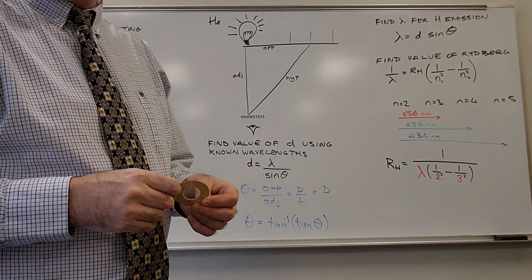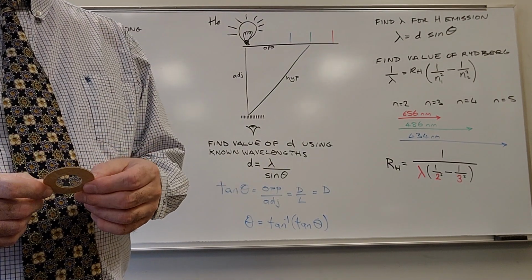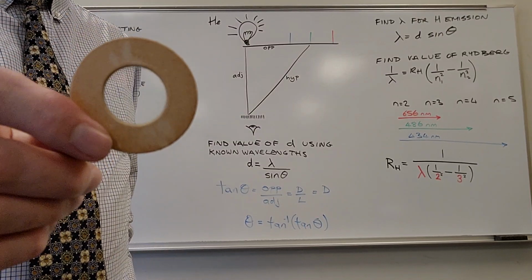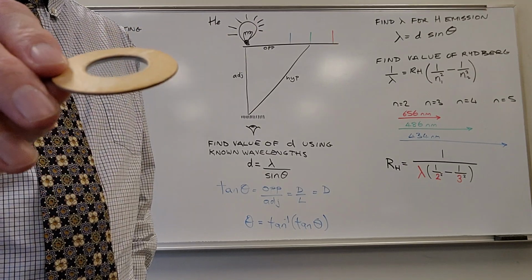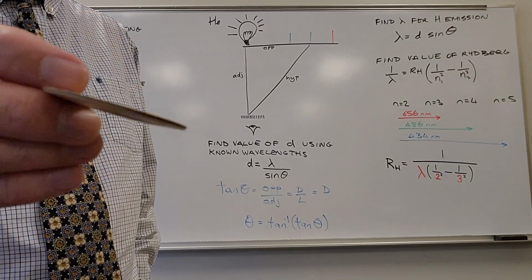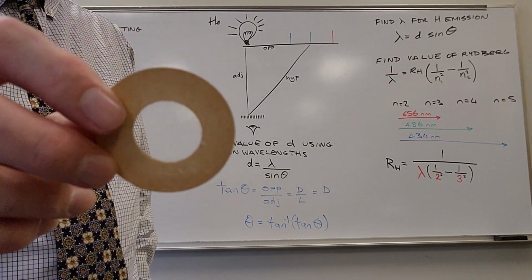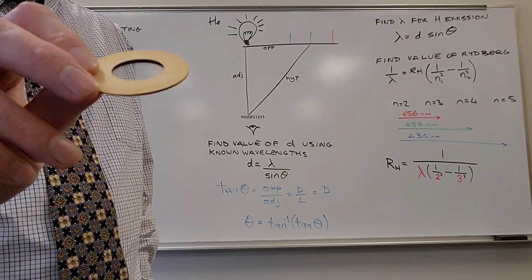The math for this week's lab seems a little daunting, so let's go through how to find the answers. This is a diffraction grating. There's a piece of photographic film here with thousands upon thousands of tiny little lines scribed into it.